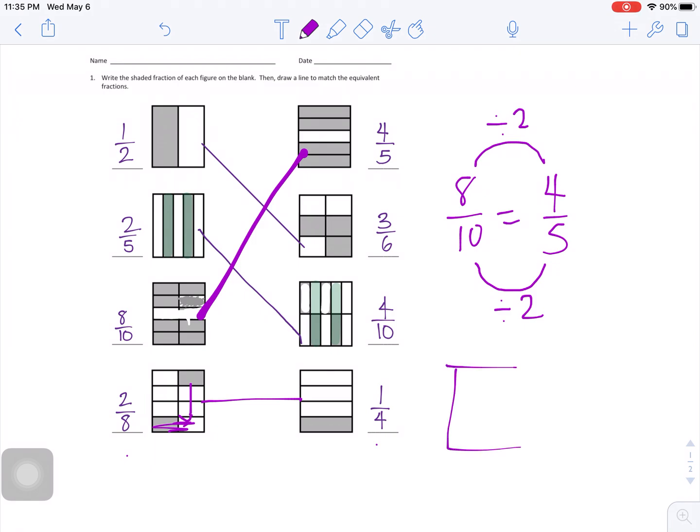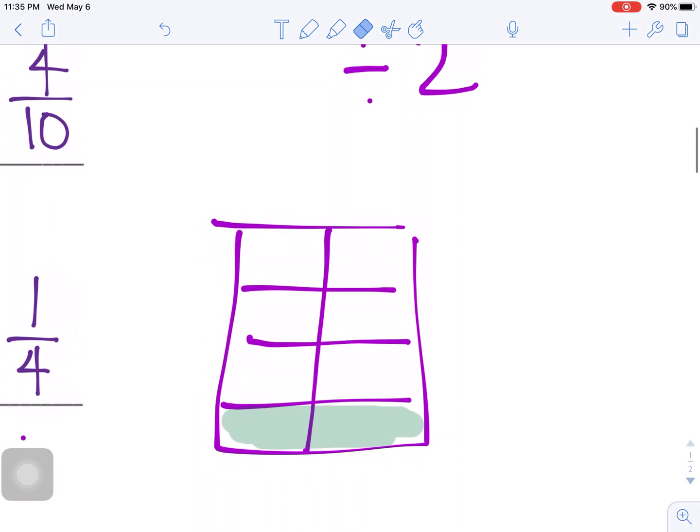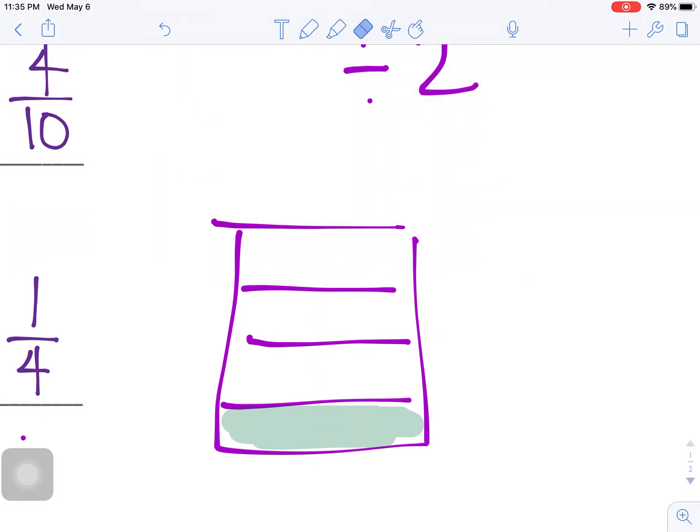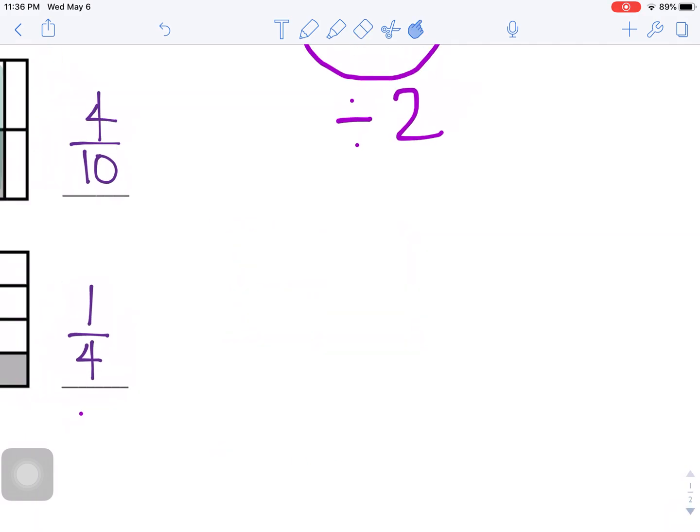So again, if I had my drawing, if I have it broken into eighths, and I shaded in two parts of that, well, look what happens. If I just go in here and I take away that line, small eraser, if I take away that line, I now have 1/4. 2/8, 1/4. And so therefore, you can see that that's going to work out for you.